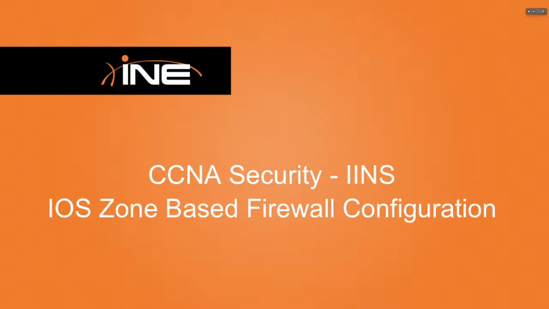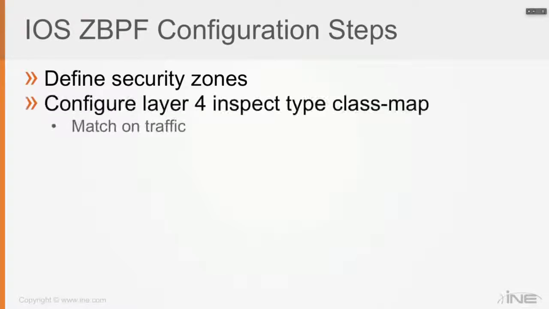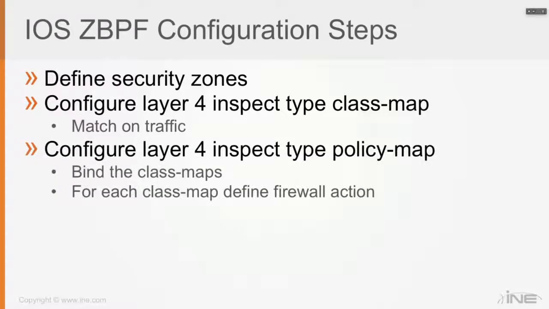Now from the configuration point of view, we have to follow these blocks. It's very simple. We define the zones, then we configure a layer 4 class map of type inspect and match on the traffic which we want to control on the firewall. Then we configure the layer 4 policy map of type inspect. We attach the class map, and for each class map, because we can configure multiple of them, we define an action which can be pass, inspect, or drop.